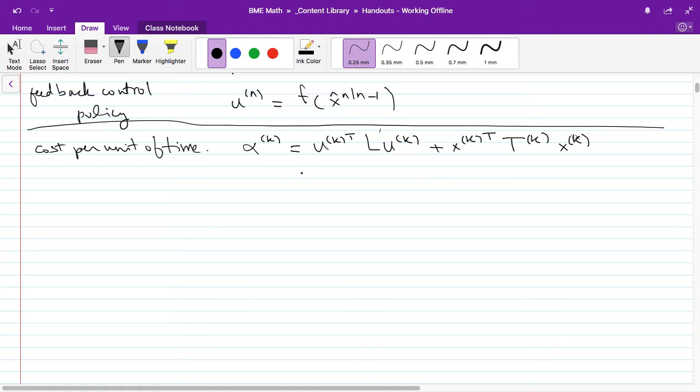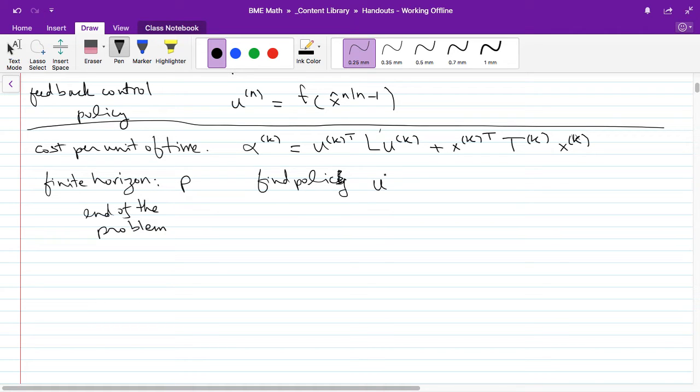Basically our objective is that by the time we get to the end of our time point P, we want this sum of these costs per time to be as small as possible. So the kinds of problems we're going to be looking at are called finite horizon. What that means is that time point P is the end of the problem. So we want to sum up this cost until time point P and find the policy U that gives us the smallest cost possible. It's called finite horizon, so time is specified for us. And we want to find this policy, which we call U at time point K is some function of X at time point K. That's our policy, what I called f up above.